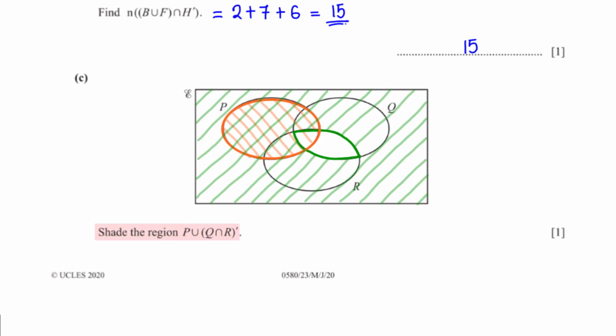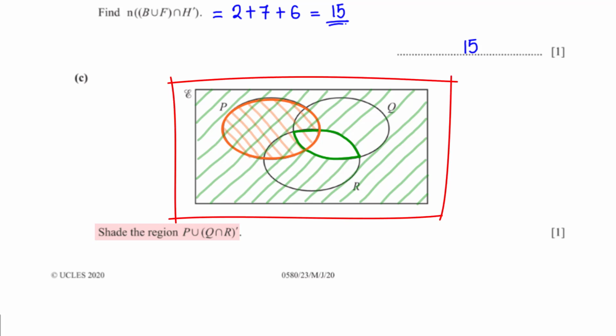Shade the region (P union Q) intersection R complement. In other words, we are shading the region inside set P in addition to the region outside of Q intersection R.